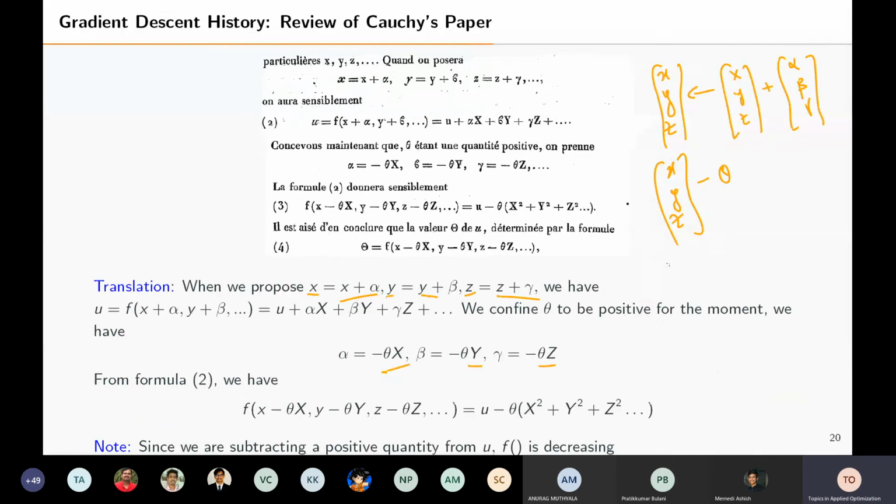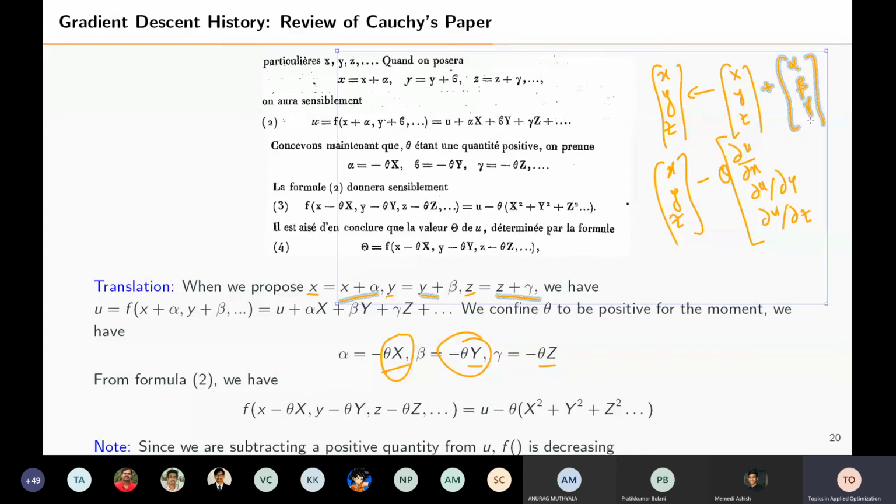Okay, so alpha is theta times X, but X was del u by del x, and theta is the same here. So I can just write it like this: del u by del y and del u by del z. Del u by del y is the capital Y, so this is beta, minus theta of del u by del y, and then minus theta of del u by del z was gamma.